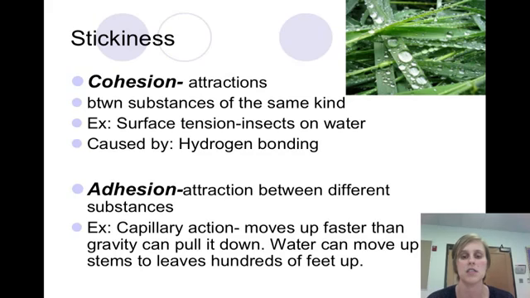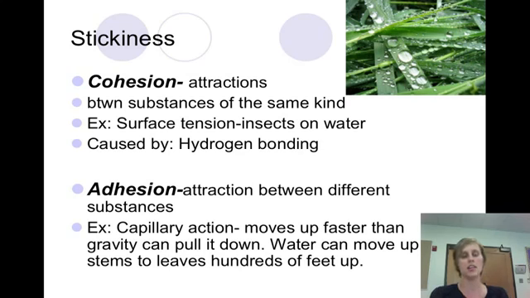Capillary action is another example. This is where water moves up faster than gravity can pull it down. So if you take a paper towel and dip the tips of it into water, you see the water start moving up into the paper towel. That's capillary action. The water is attracted to the molecules of the paper towel and continues to move up.